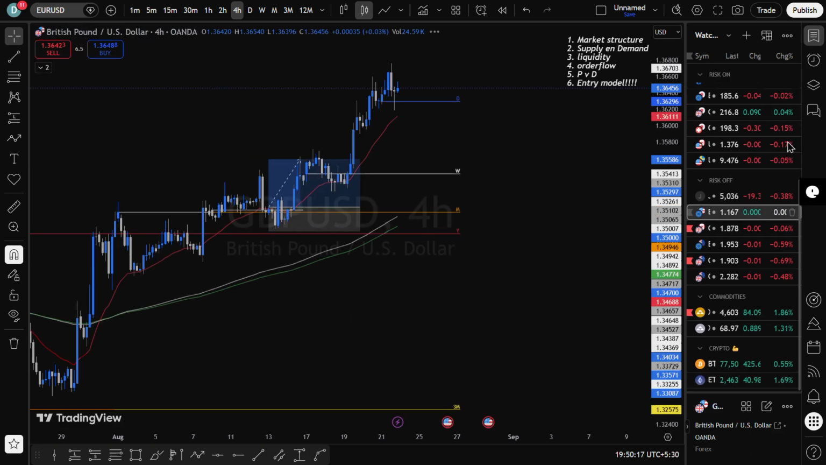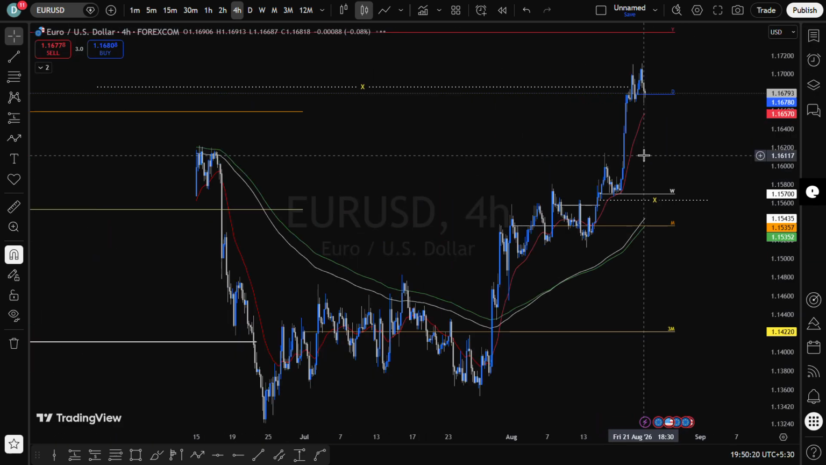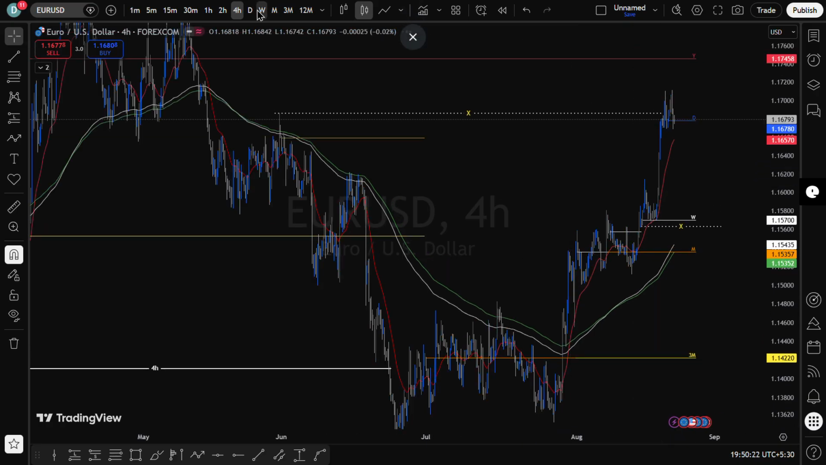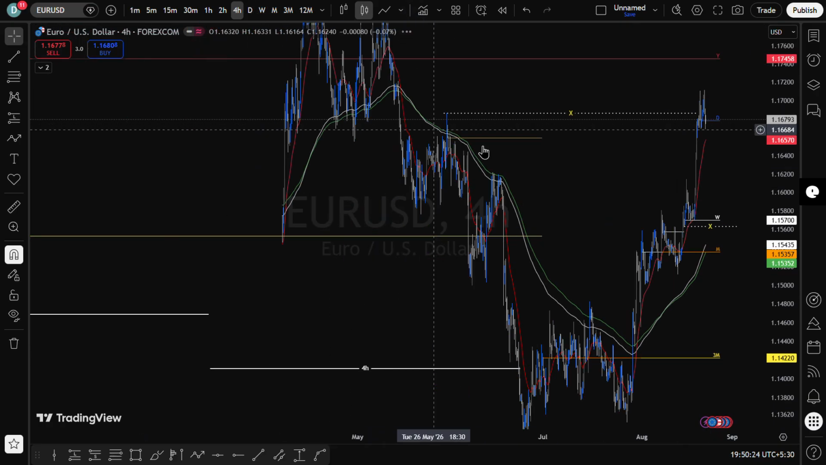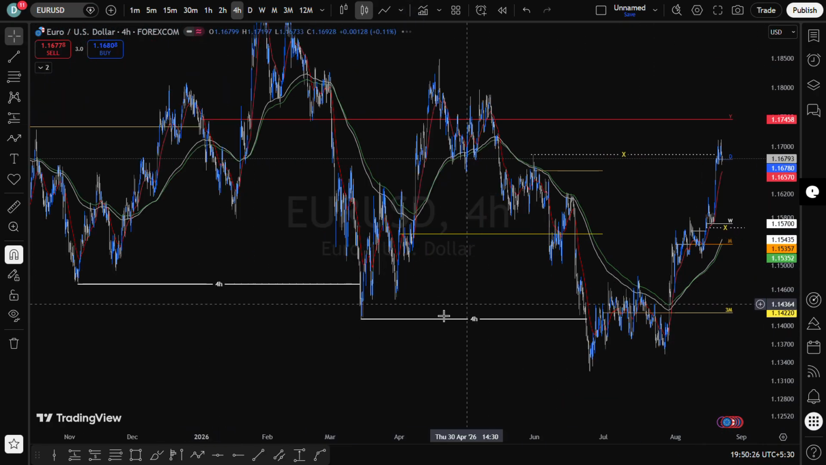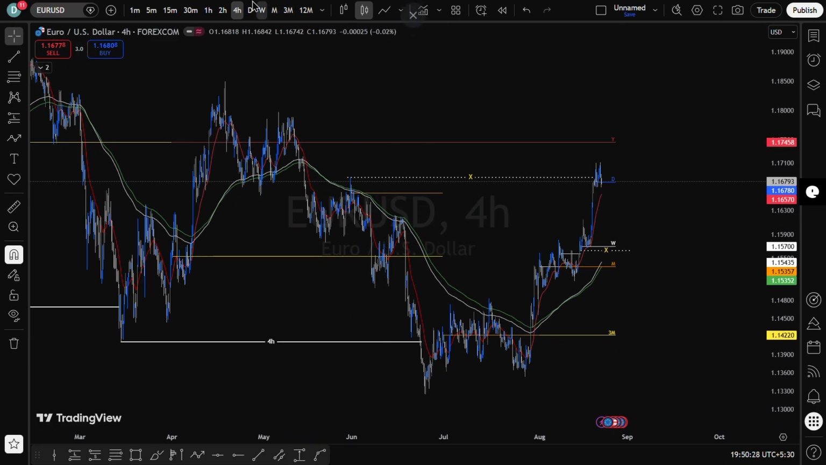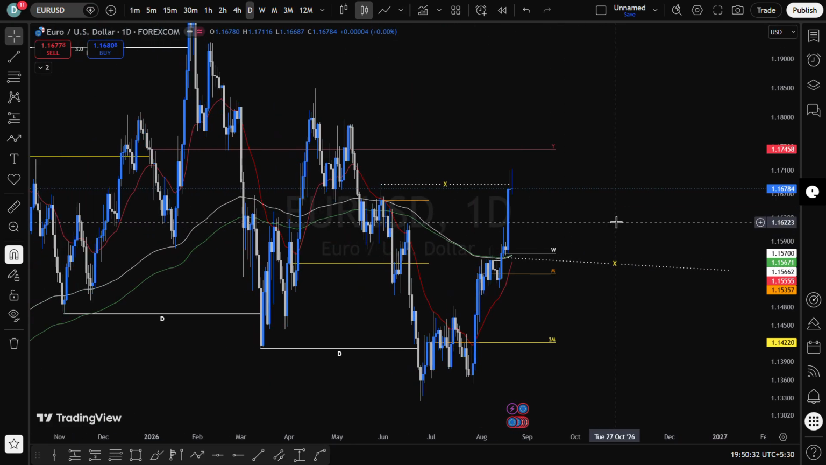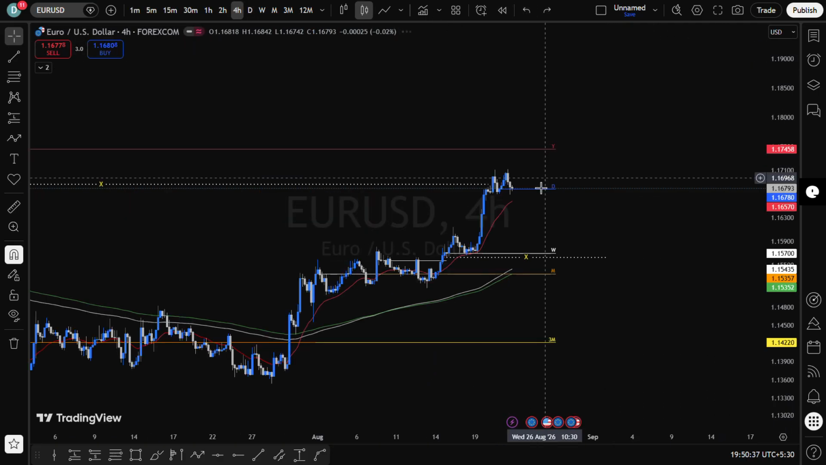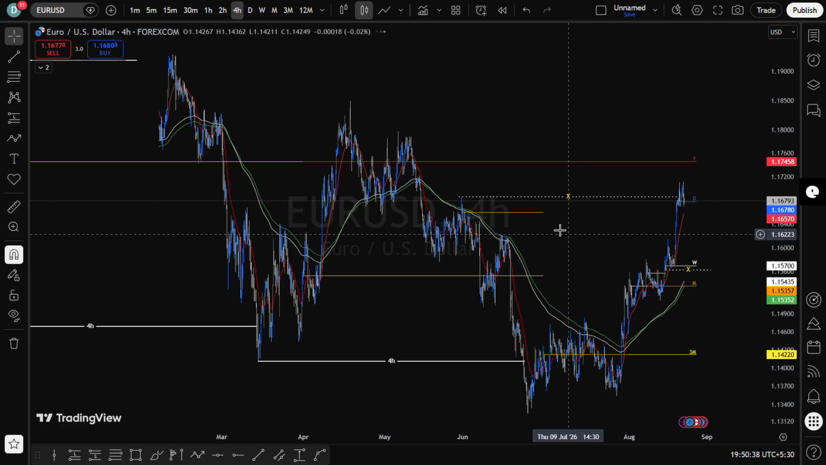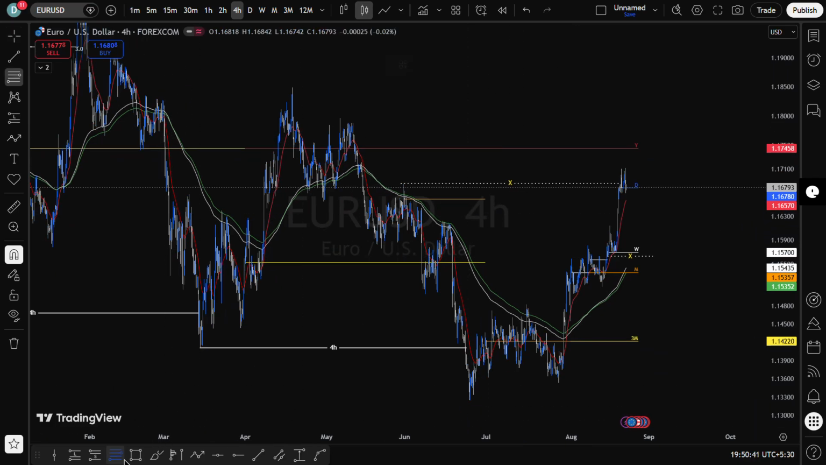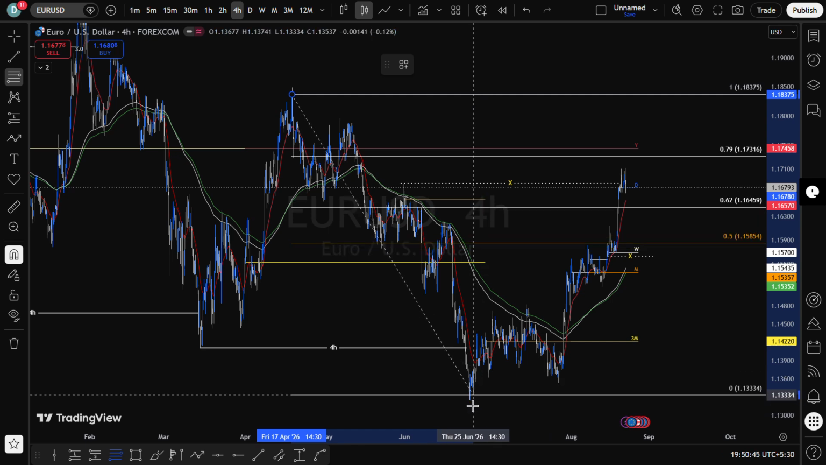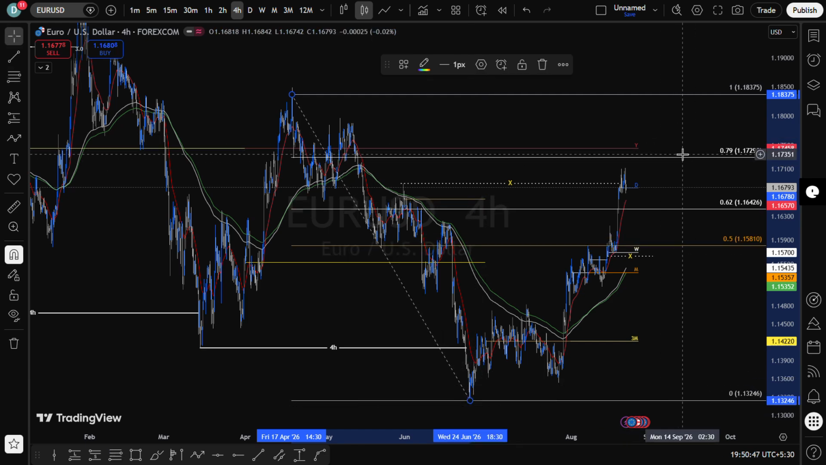My second pair is EUR/USD. As we can see, the euro is the inverse of the dollar. On the euro we can see it is breaking 4-hour structure, and the euro also went into the premium fib area. We can see from this top to this, it is in the premium fib area.